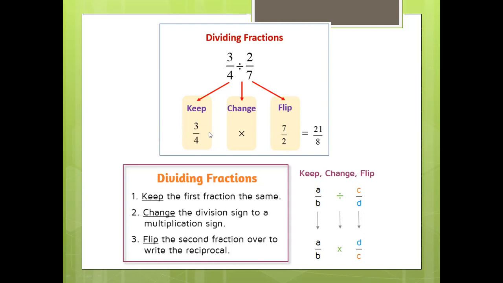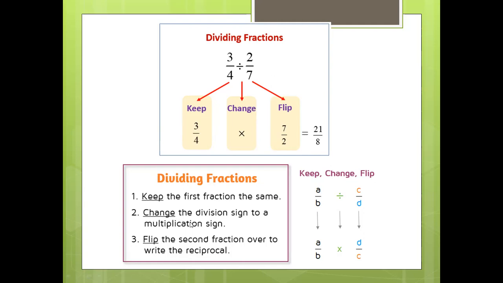Now let's multiply it. 3 multiplied by 7, so these are our numerators, is equal to 21, and 4 multiplied by 2 is equal to 8. Now this is our answer for 3 over 4 divided by 2 over 7. We have 21 over 8.